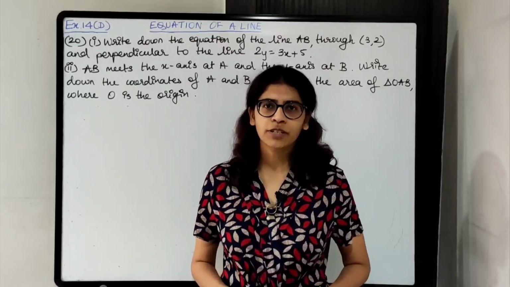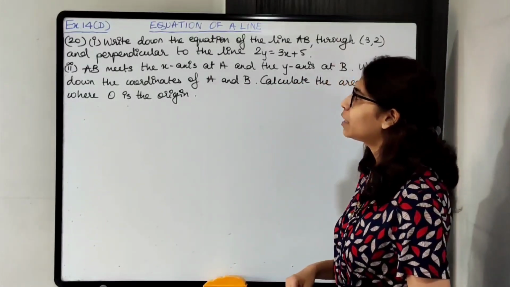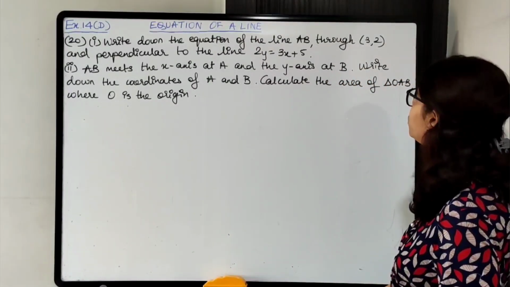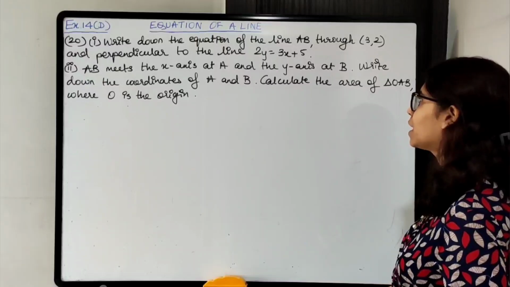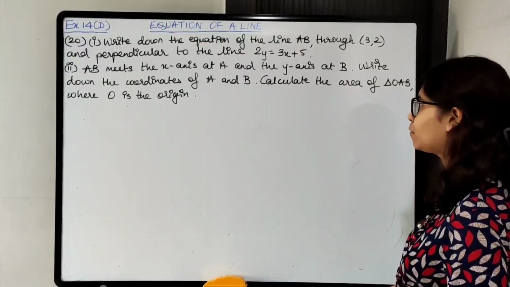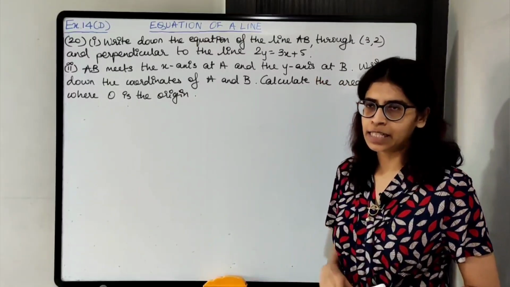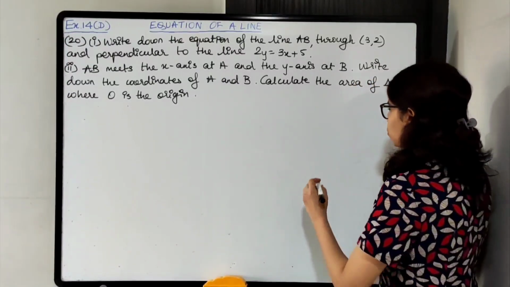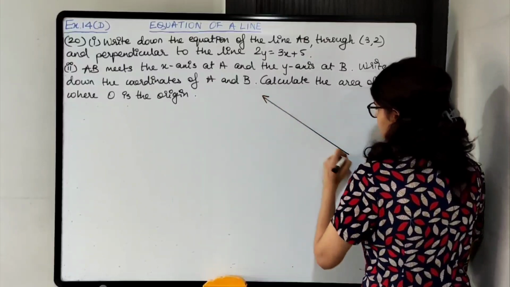Next question, question number 20. There are two parts. First part is write down the equation of the line AB through 3, 2 and perpendicular to the line 2y equals to 3x plus 5. We'll come to second part later. There is a line AB. So draw the line AB.